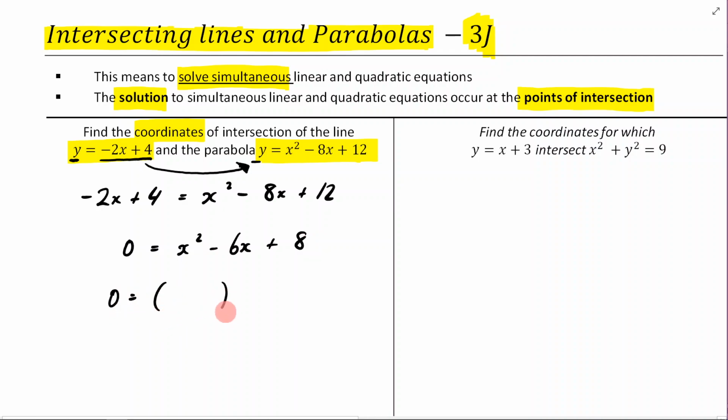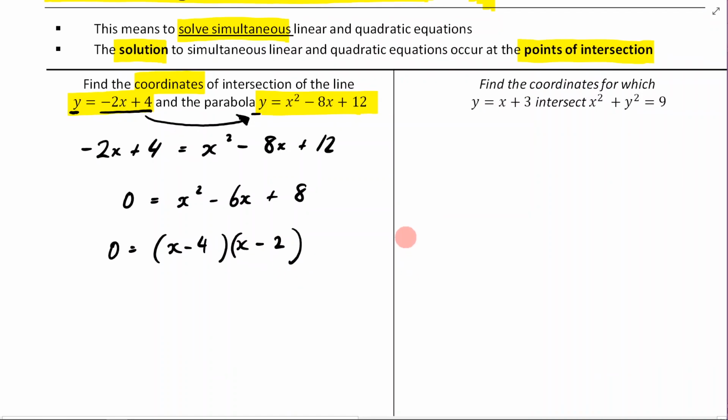So I need two numbers that multiply to get 8 and sum to get negative 6. That's going to be negative 4 and negative 2. So it's going to be (x minus 4)(x minus 2). Double check: negative 4 times negative 2 is positive 8, negative 4 plus negative 2 is negative 6. That works well. So that means x is going to be equal to 4 or x is going to be equal to 2.